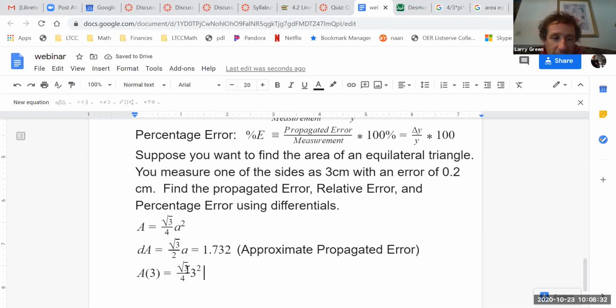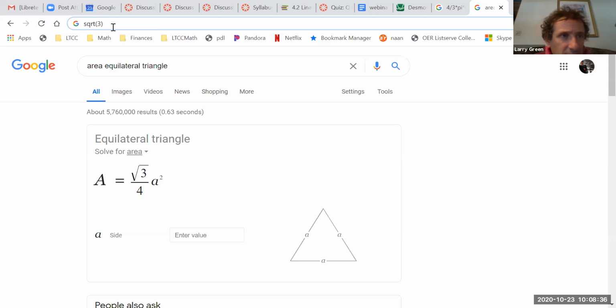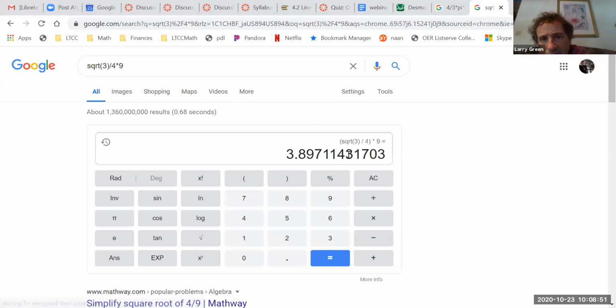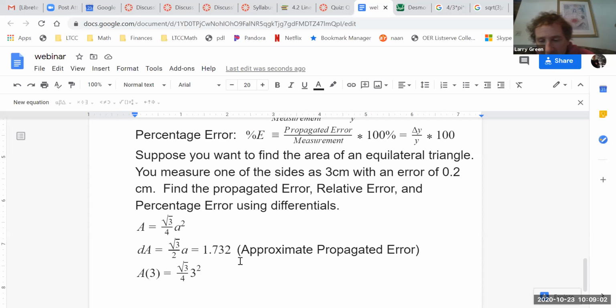And that, square root of 3 over 4 times 9, let's do that. Is 3.897. Let's just do it this way. Grab a bunch of decimals. Any questions on how I got that? Nothing magical.